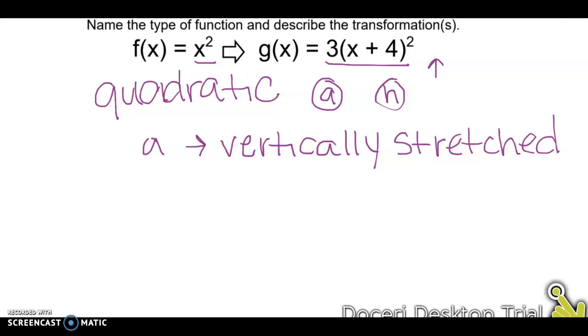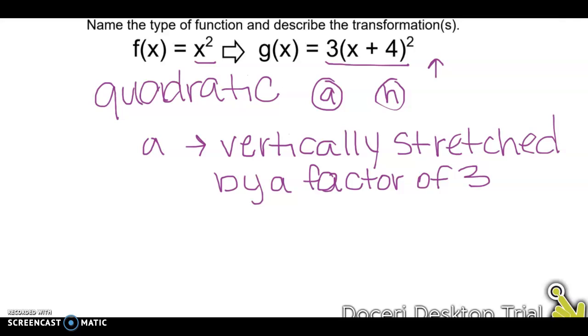By a factor of 3. So you're just going to put what that number is. And then what changes with our h? Remember, our h is opposite of what we think. So if it's positive, it's not going to go to the right, but it's going to shift to the left.